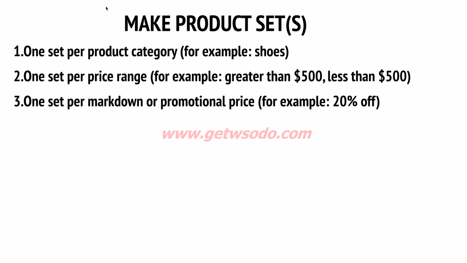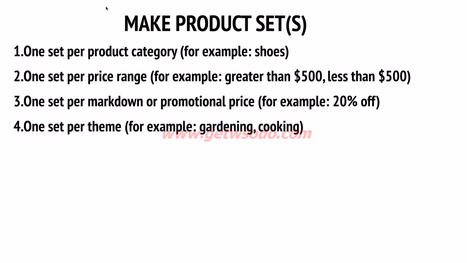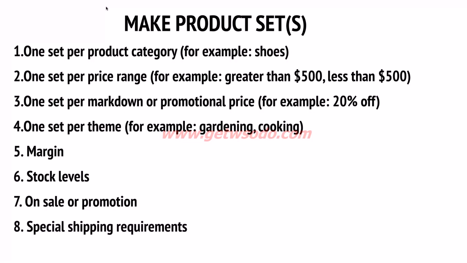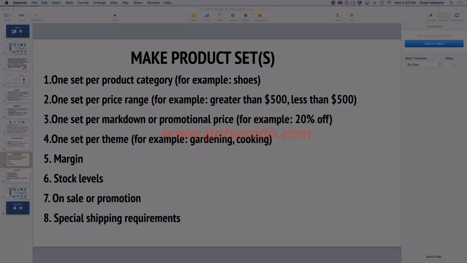Per markdown, you could do a product set for any items that are on sale. You could do a product set for items from a particular theme, gardening, cooking, barbecuing, whatever, based on margin, based on stock levels, based on special shipping. You can do so much stuff with product sets that's really advanced. I'm not going to get into that, and we're frankly not even using it. We're using the categorical product sets. That's how we're doing it. That's as advanced as we've gotten with this. But you could go crazy.